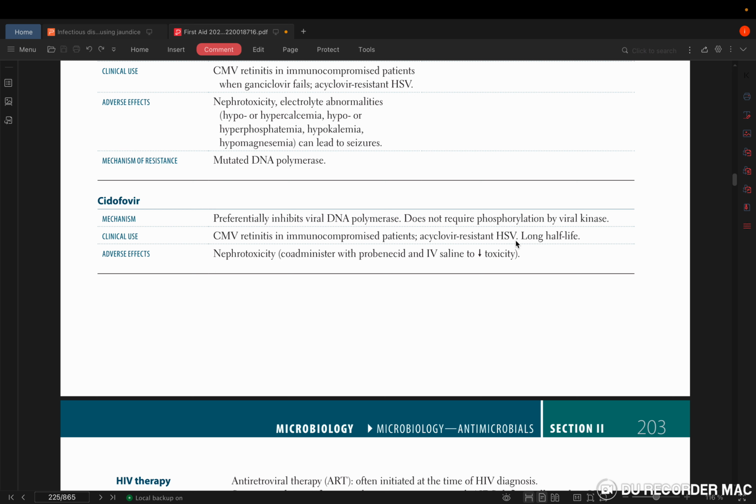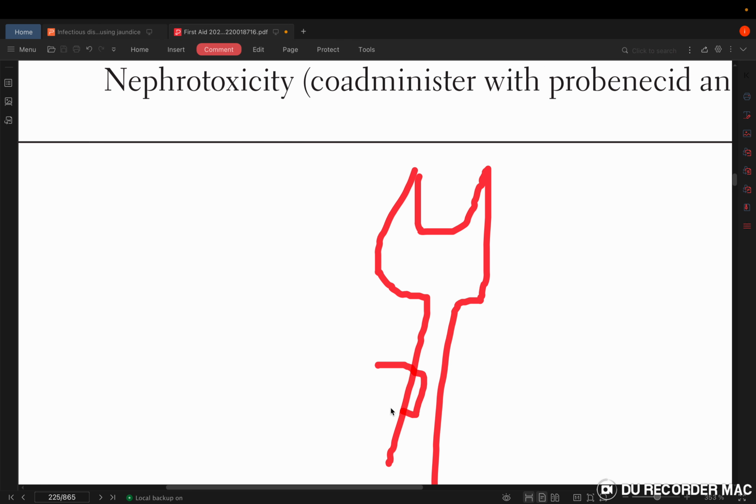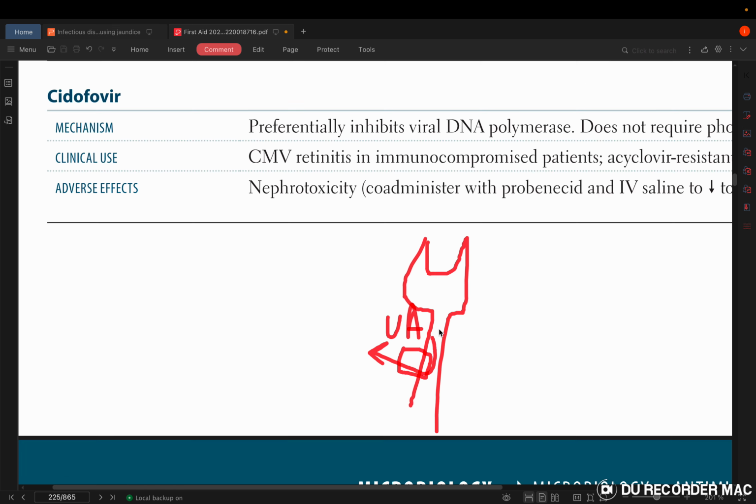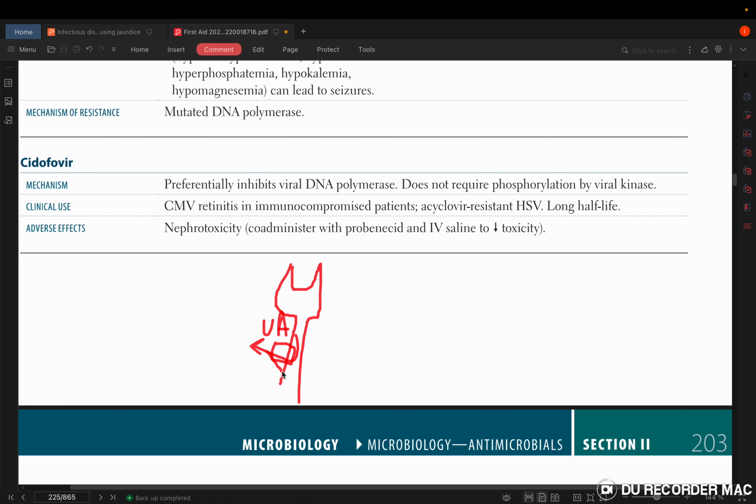It has a long half-life, which is a good thing. So nephrotoxicity, co-administered with probenecid and IV saline to decrease the toxicity. Why? Probenecid is a drug that works at the proximal convoluted tubule. Inside of the proximal convoluted tubule, we have a channel. This channel basically does the following. It reabsorbs uric acid, okay? So normally, what do we use probenecid for? We block this channel, so the uric acid is going to be trashed in the urine, okay?